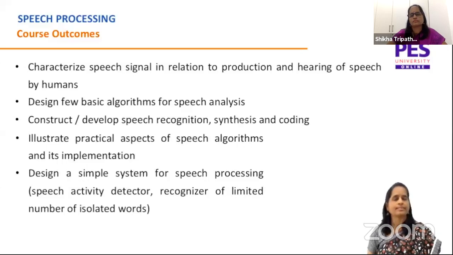processing. For example, a speech detector: when I'm talking, when is it that I'm talking and when is it that I'm silent? I might not be talking for the entire duration. So if I want to detect during which period I have actually spoken and when I was silent, I could do that using certain algorithms.